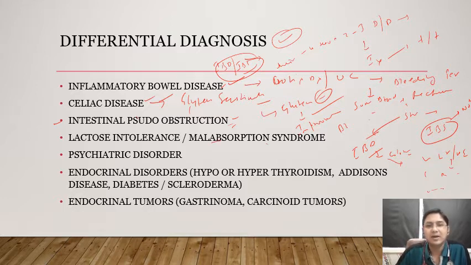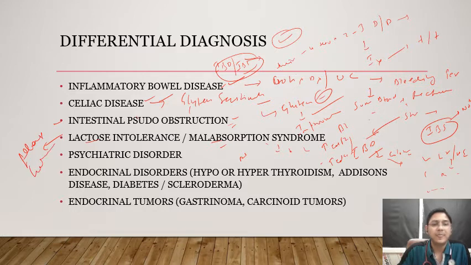Lactose intolerance and malabsorption syndrome. Yes, definitely they are differentials, because in malabsorption syndrome also there is an increase in frequency and a change in the consistency. Both are altered in malabsorption syndrome, and similarly with lactose intolerance, when the patient is having an allergy to lactose. So whenever he takes milk products, he will have diarrhea or constipation.